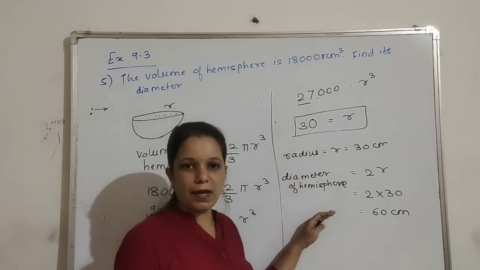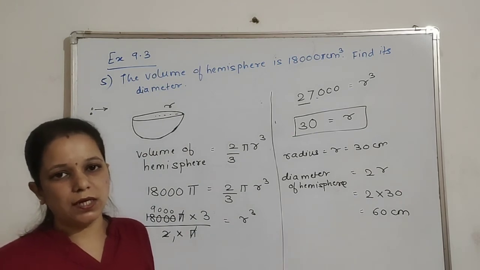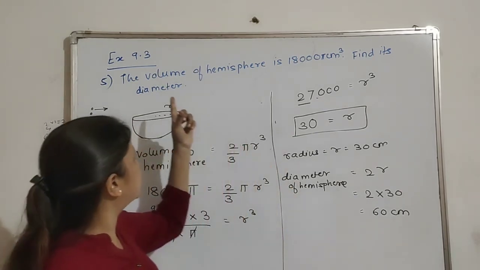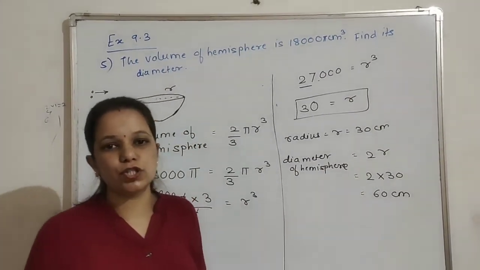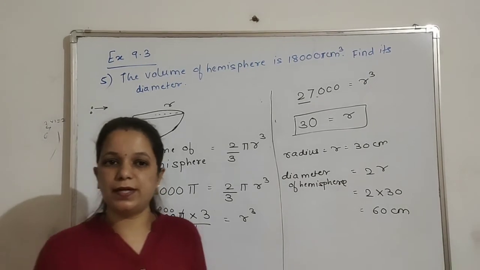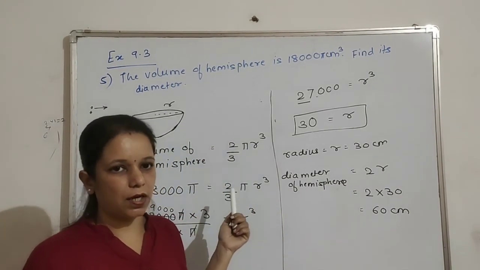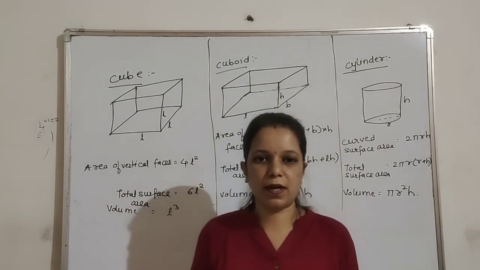और diameter बनाना है हमको. Diameter is equal to 2 times radius. So 2 into 30 and that you will get it as 60 centimeter. So that is the end of exercise 9.3. I have solved all the 5 questions for you because each question is a bit different. So all the questions have been solved. Please note it down. So last part we have completed the chapter 9.